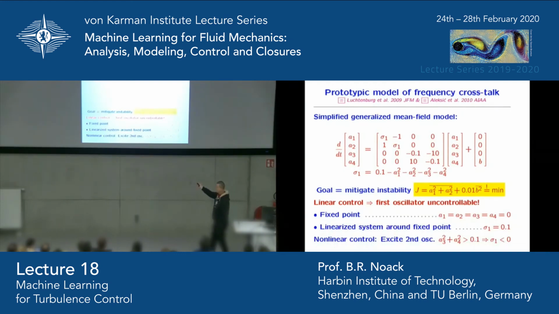Now, what we would like to do, we would like to mitigate the fluctuation energy of von Karman vortex shedding and penalize our actuation. And the first idea which comes to mind, okay, let's do linear control. Let's linearize. If you linearize, you get 1.01. So these terms are missing. So the second oscillator is stable. Your control does not need to do anything, and the first oscillator cannot be affected. That means the first oscillator is uncontrollable with linear control.